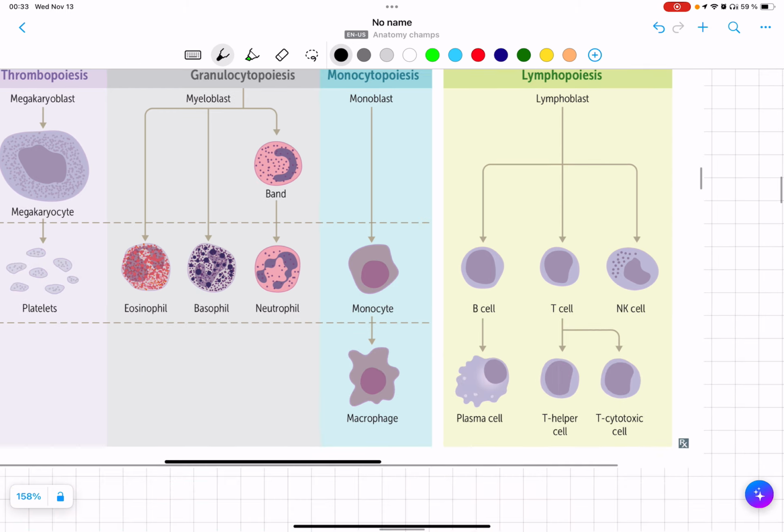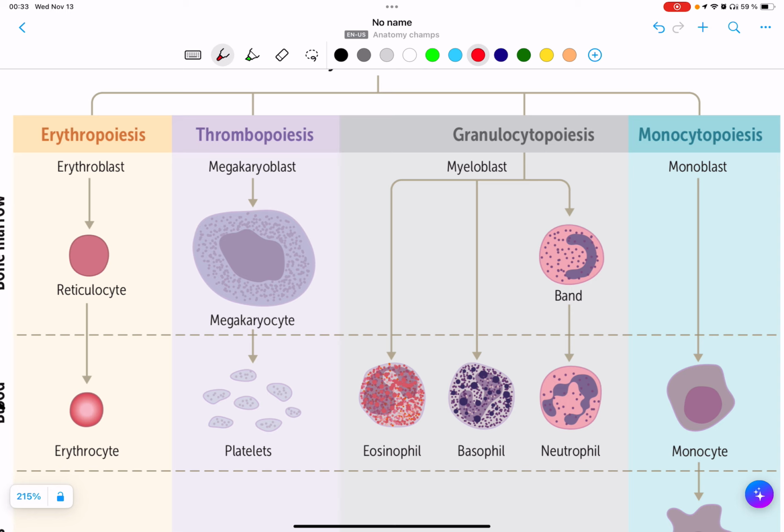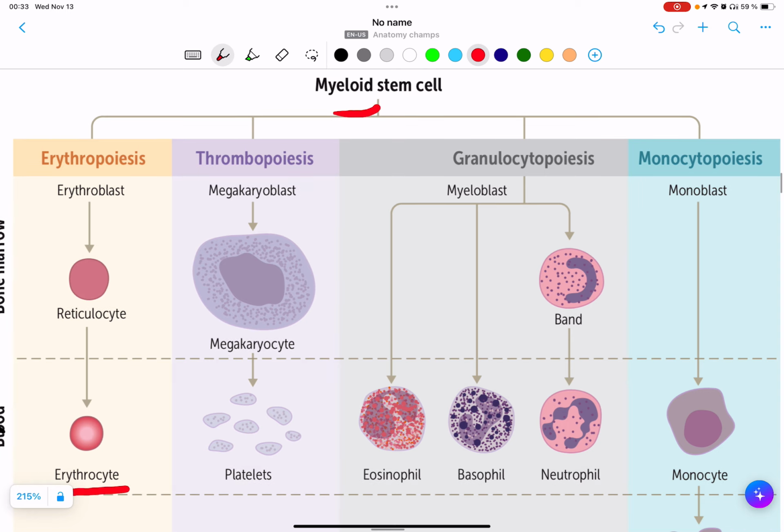For example, if you need RBC or erythrocyte, this myeloid stem cell will differentiate into erythroblast, it will form reticulocyte, and from reticulocyte this will form your erythrocyte. Again, if you need platelets, the myeloid stem cell will differentiate into megakaryoblast. Megakaryoblast will differentiate into megakaryocyte, and megakaryocyte will further form your platelets, right?